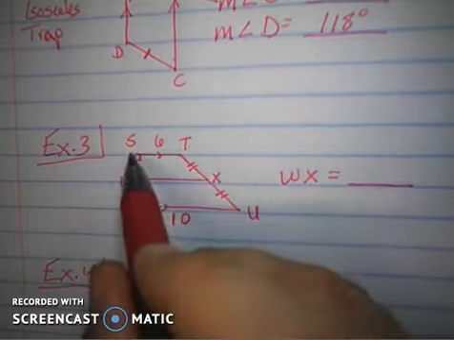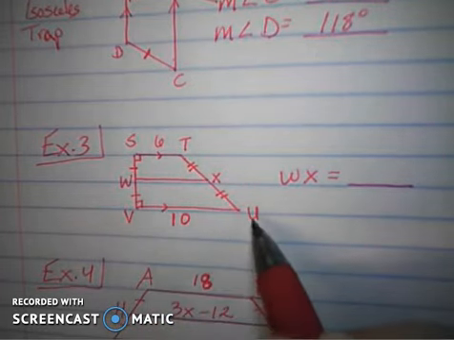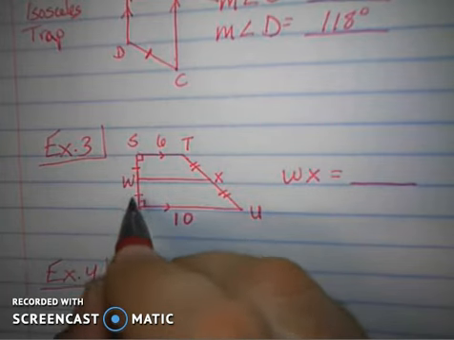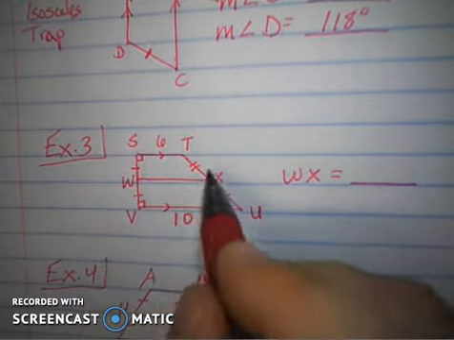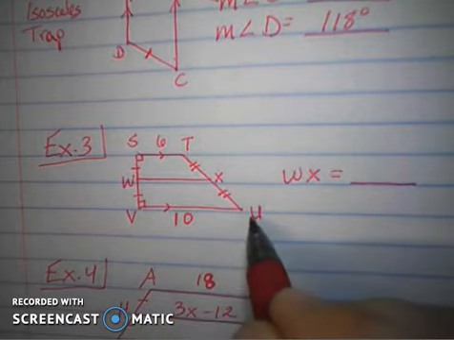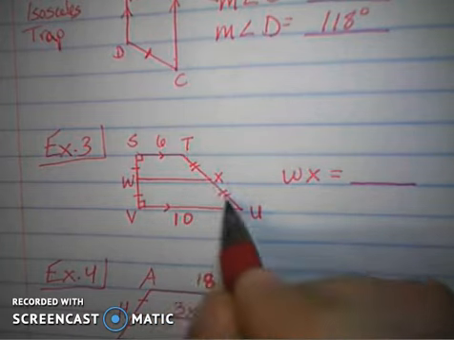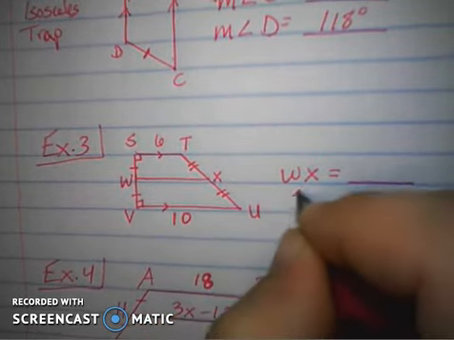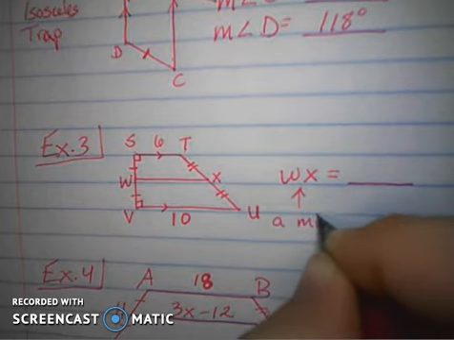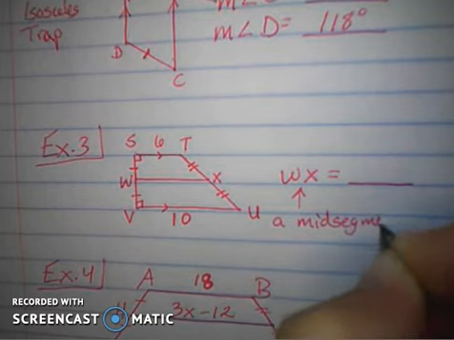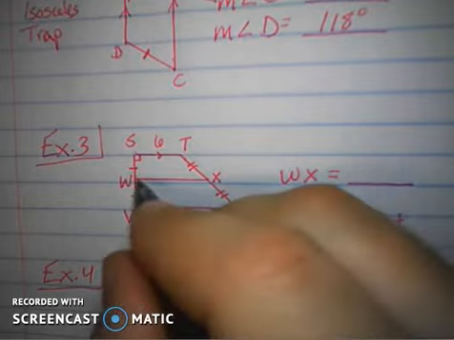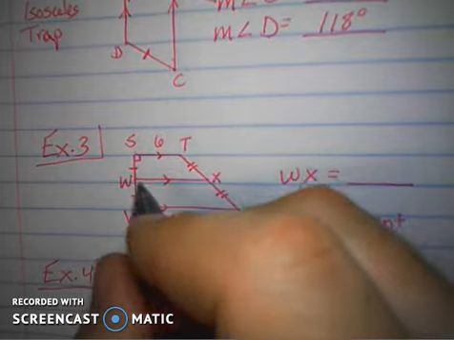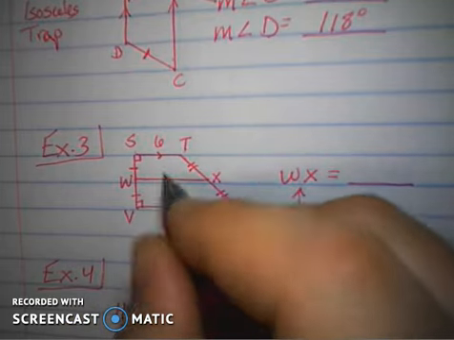I know it's a trapezoid because ST is parallel to VU. But I have marked SW and WV congruent. That means W is the midpoint. And TX and XU are congruent. So X is the midpoint of this leg. Since I'm connecting the midpoints of the legs, that makes WX a mid-segment. Okay? And in a mid-segment, it's parallel to these, and it is the average length of these two bases.